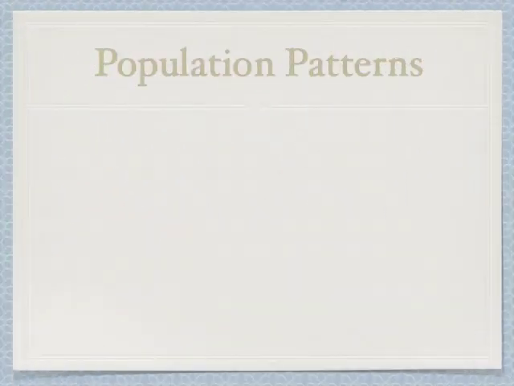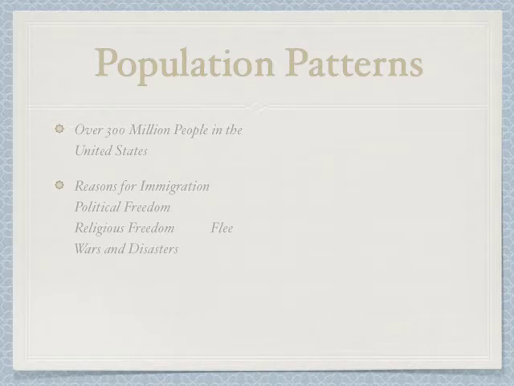So when we look at the United States, we're going to first look at its population patterns. The United States has over 300 million people. Reasons why people come here: political freedom, religious freedom, and to flee wars and other disasters in their home countries.